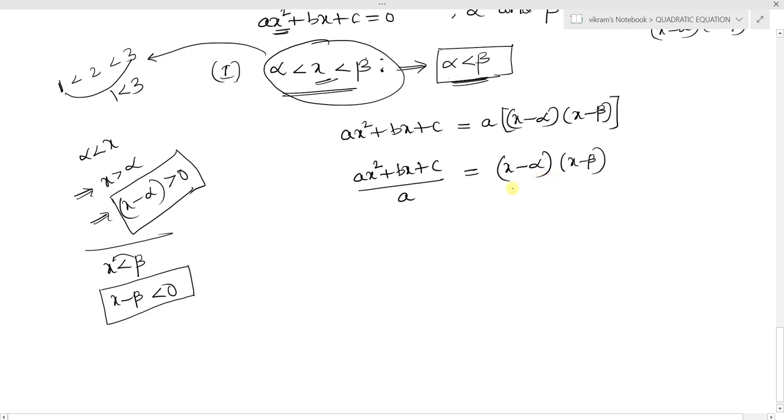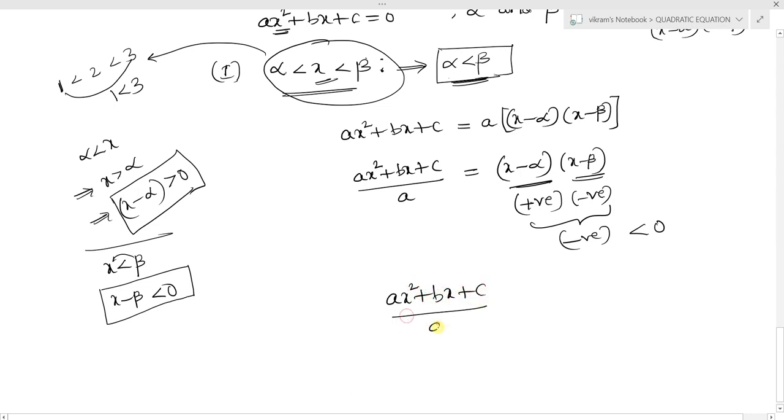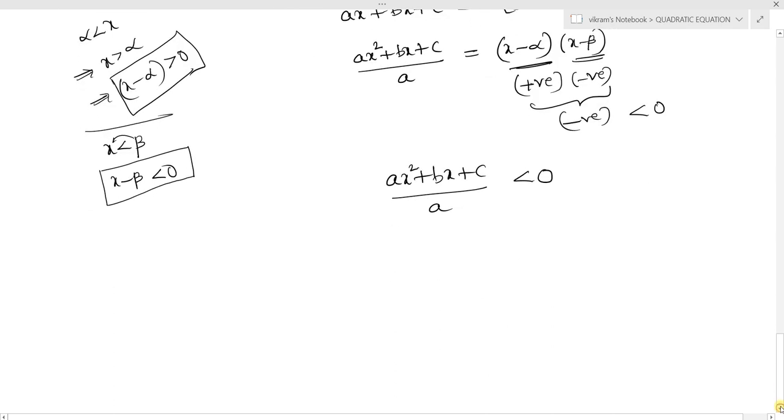Now one factor is positive and the other is negative, so the product of these two is negative, which is less than 0. So we can say that ax square plus bx plus c by a is less than 0. So when this happens, ax square plus bx plus c is less than 0, which means the resultant ratio will be negative.